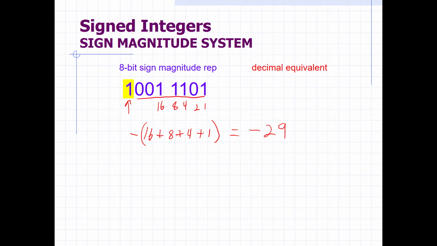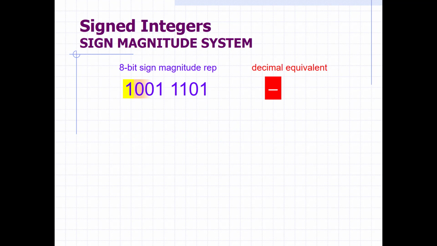The nice thing about sign magnitude is its convenience. It's super easy to do these conversions. I'm going to just erase that so we can watch the PowerPoint fill in. Although it doesn't show much work, negative 29.